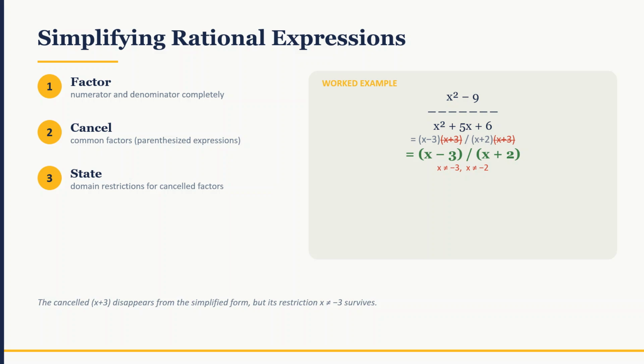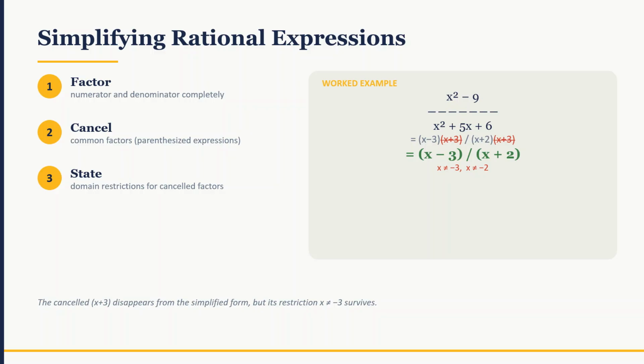Worked example. Take x squared minus 9 over x squared plus 5x plus 6. Factor. The numerator becomes x minus 3 times x plus 3. The denominator becomes x plus 2 times x plus 3. Cancel the x plus 3. You get x minus 3 over x plus 2.